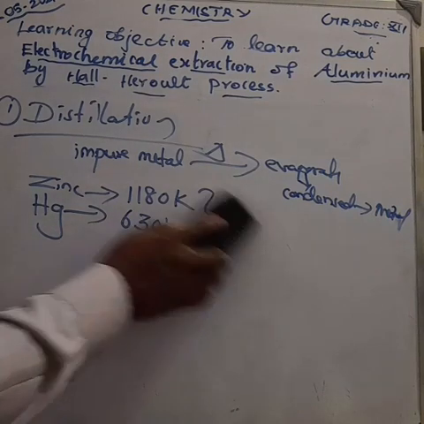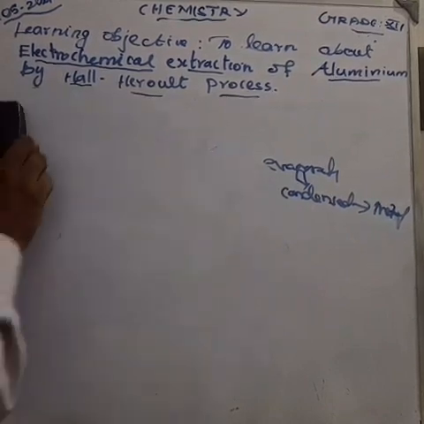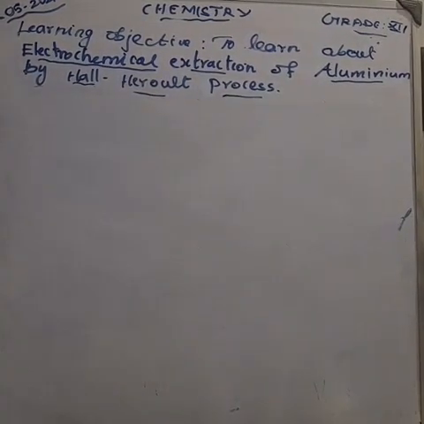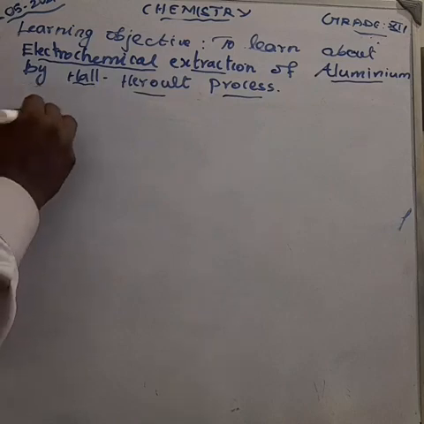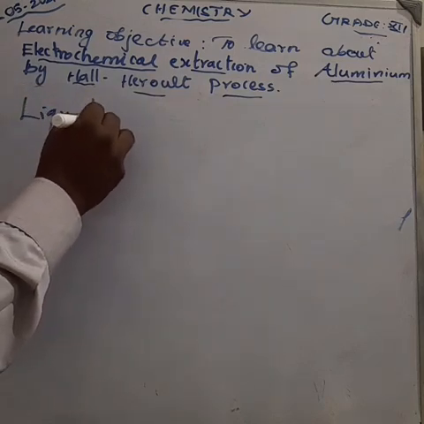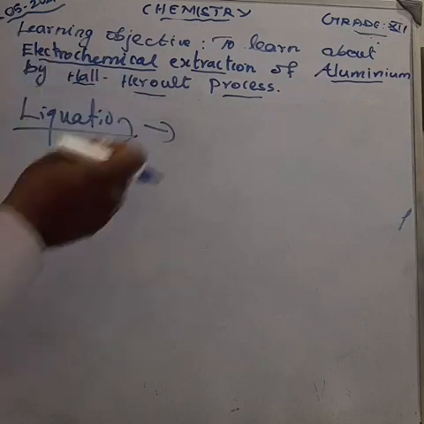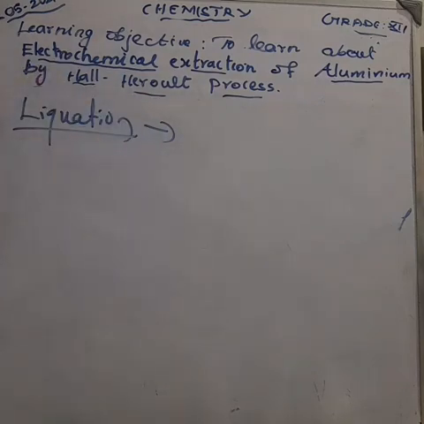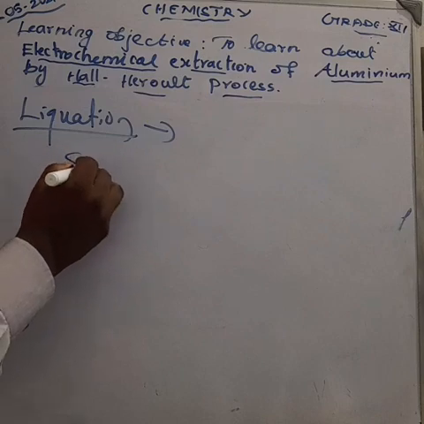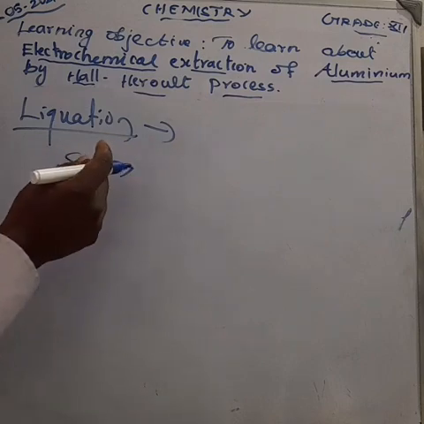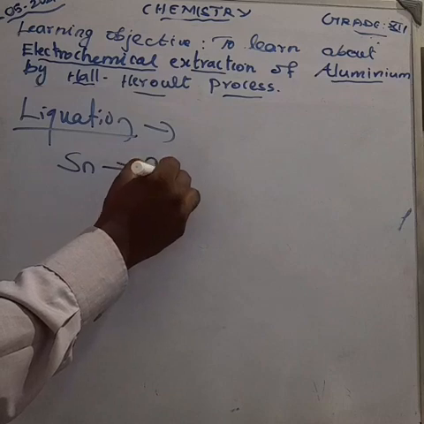Next is liquidation. Here also we have to remove the impurities. How are we removing the impurities? The impurity having a high melting point is removed from metals having relatively low melting points. For example, tin, whose melting point is 904 Kelvin. Don't forget the temperature.